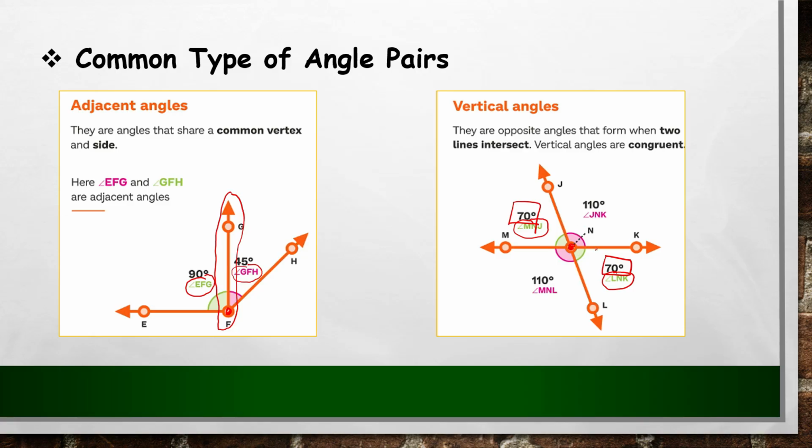Vertical angles happen when two lines intersect. Another pair of vertical angles given here are M and L, and J and K. Again, the common part between those two angles is the vertex N. That's it. There's no common side. And the measurements are the same: 110 degrees for M and L, and 110 degrees for J and K.